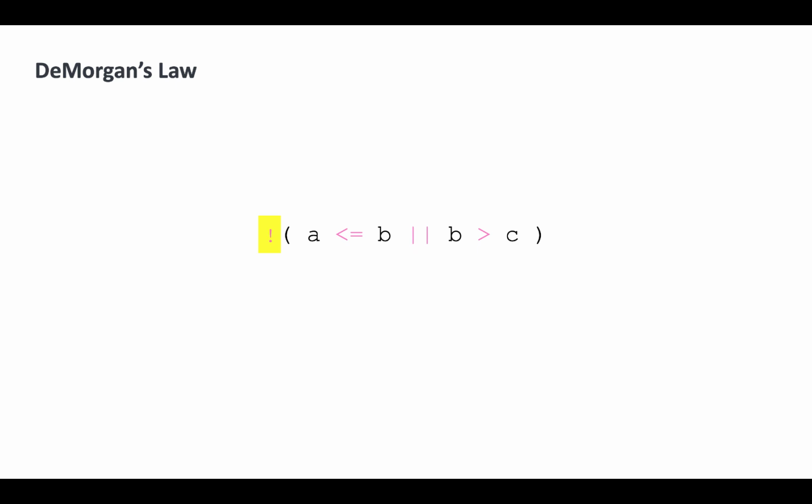Let's distribute the not sign. It'll change the operators to their opposites and disappear. So A is less than or equal to B. Now we need its opposite, so it's going to change to greater than B. Okay, and the OR operator, the next one, becomes AND, and B is greater than C becomes less than or equal to. So this is what your expression becomes after DeMorgan's law.